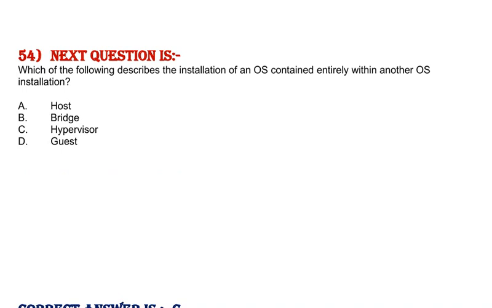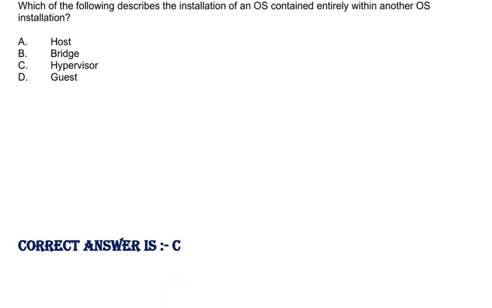Question is, which of the following describes the installation of an OS contained entirely within another OS installation? Option A, host. Option B, bridge. Option C, hypervisor. Option D, guest. Correct answer is option C.